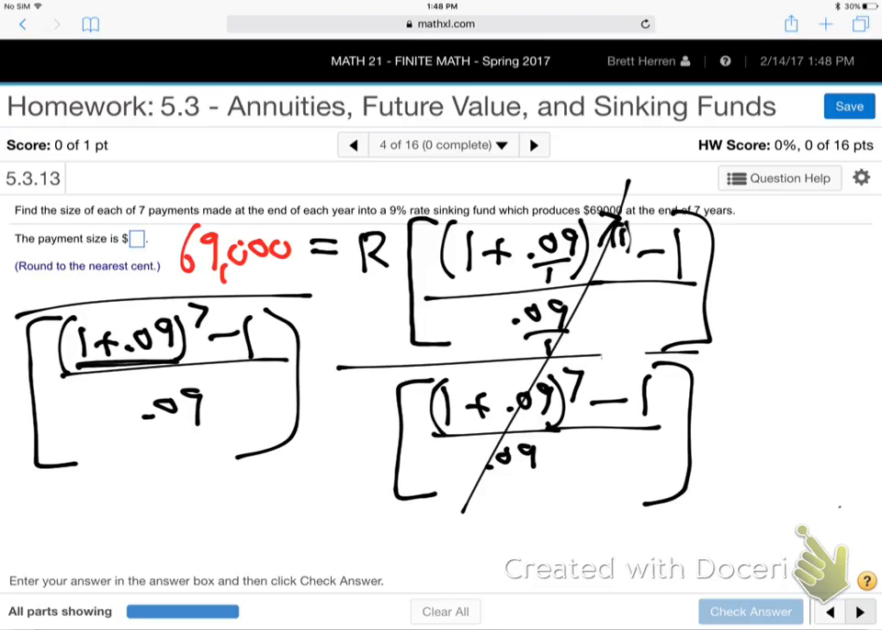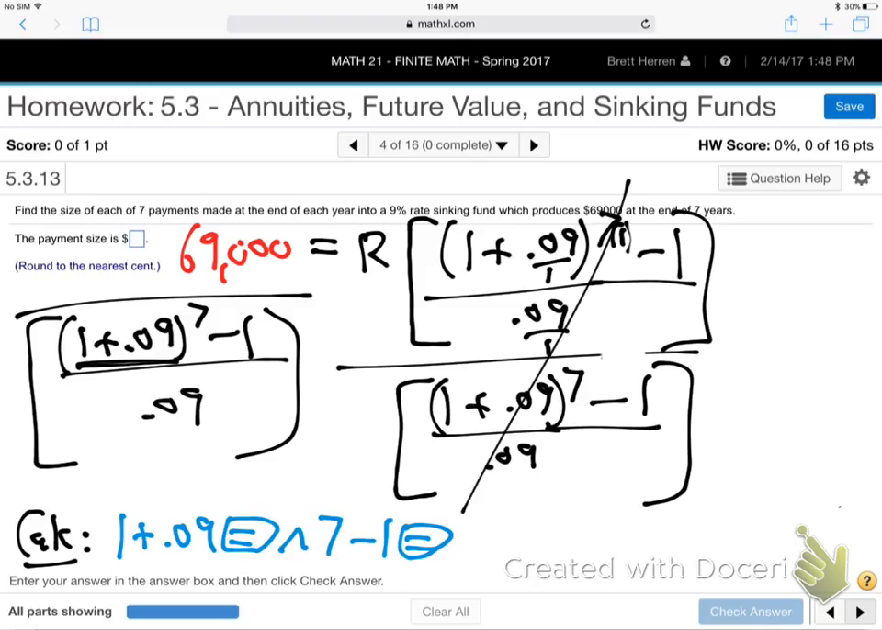I would start right in here again. Here's what I would do on the calculator. I would go 1. I don't even need parentheses. Notice 1 plus 0.09. Hit equals or enter. To the 7th minus 1 equals, divided by 0.09, equals.